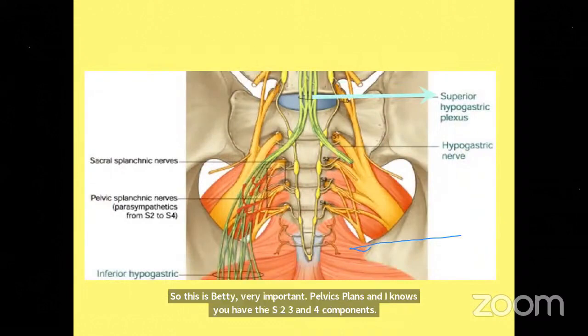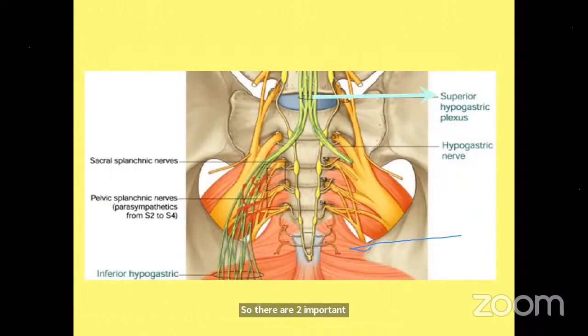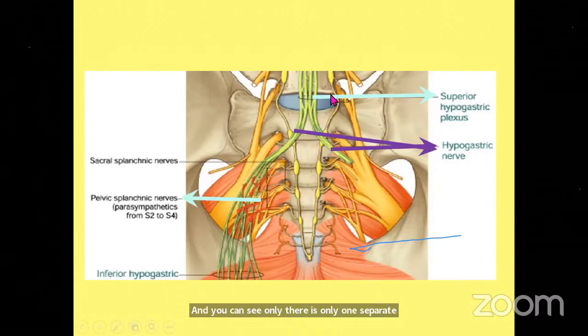There are two important plexuses: one is the superior hypogastric plexus and the other is the inferior hypogastric plexus. There is only one superior hypogastric plexus, whereas there are two inferior hypogastric plexuses. An inferior hypogastric plexus is formed by the contribution from the superior hypogastric plexus through the hypogastric nerve and also by the union of pelvic splanchnic nerves. So you have two inferior hypogastric plexuses, one on either side, but only one superior hypogastric plexus. The hypogastric nerve is derived from the superior hypogastric plexus.